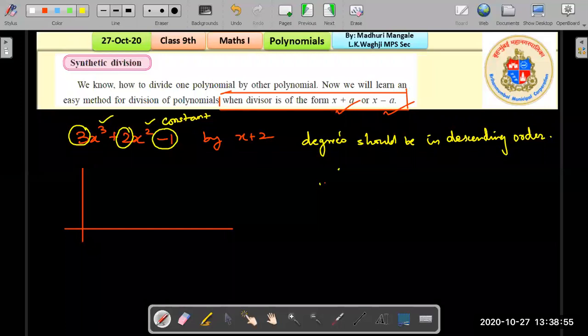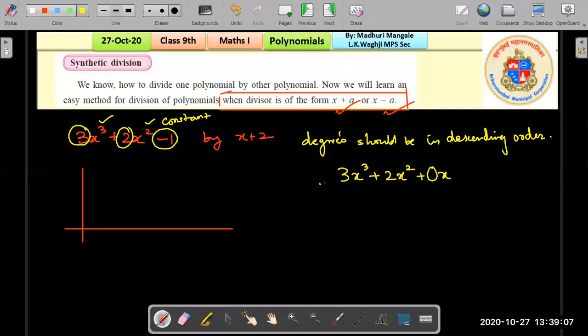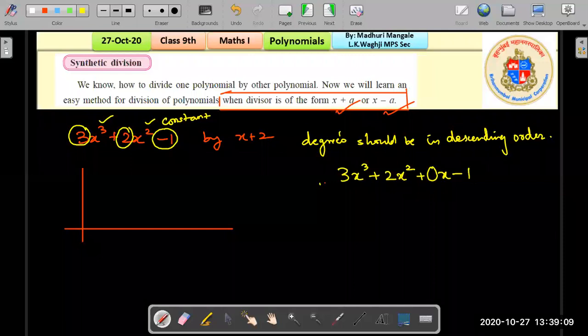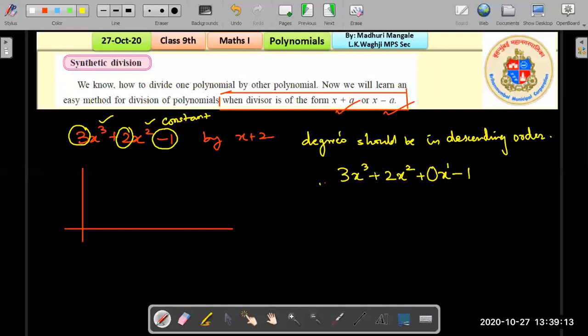So this can be written as 3x cubed plus 2x squared. The x raised to 1 term is missing. x raised to 1 is the same as just x. It is missing, so we can put a 0x like that, and minus 1, which is the constant. So now you see the degrees are in descending order. All of them are present, 3, 2, 1, and the constant has the degree 0, right? But we don't write it because x raised to 0 is equal to 1.